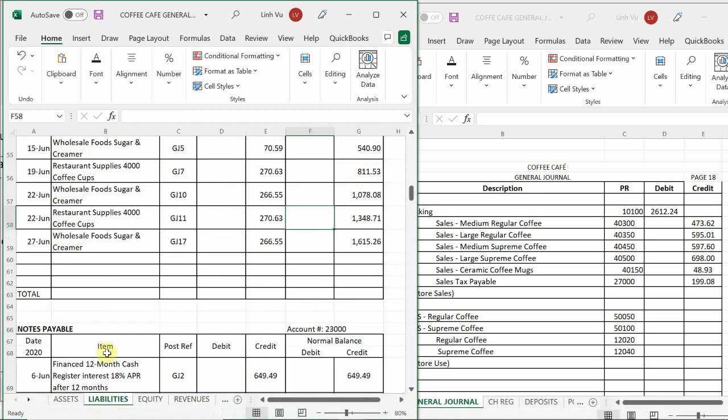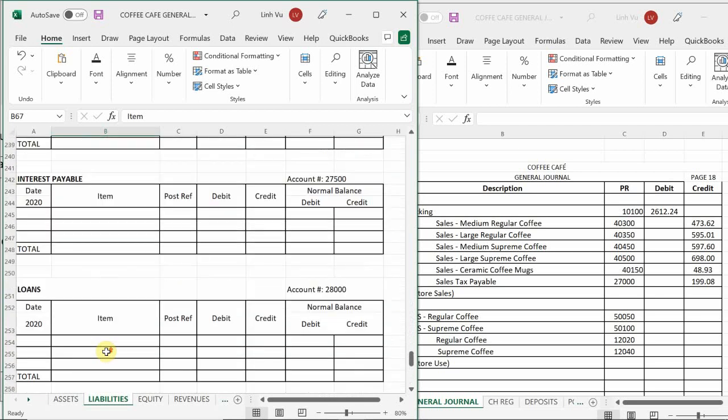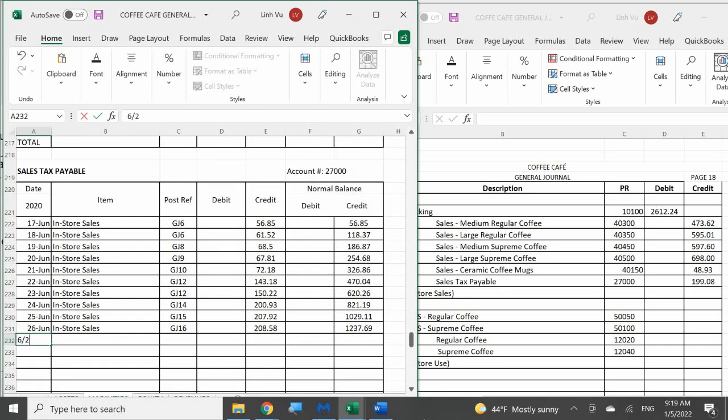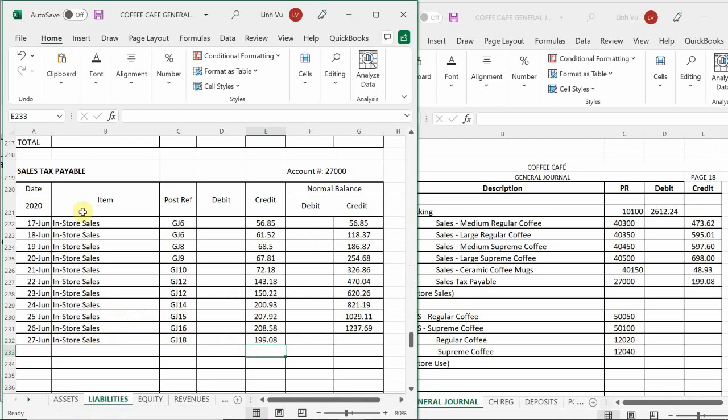So that's a liability. Here we are, sales tax in store sales. It is 627 in store sales, General Journal 18 for a total of $199.08. Okay. My grand total is going to be 1436.77. Good.